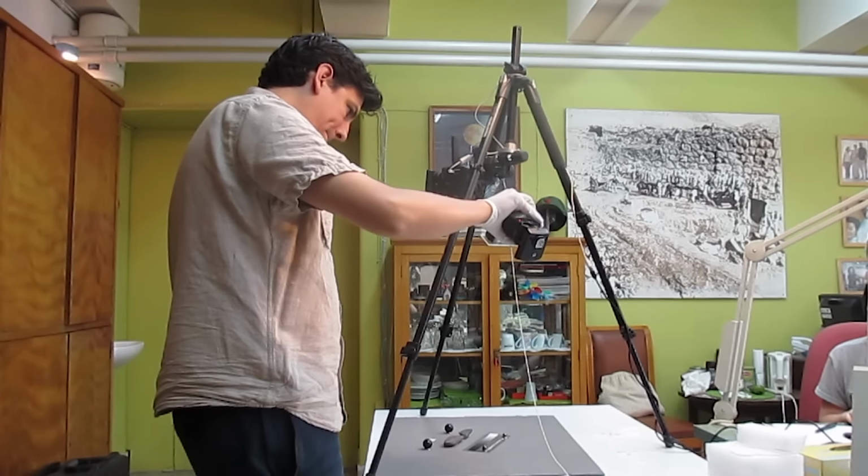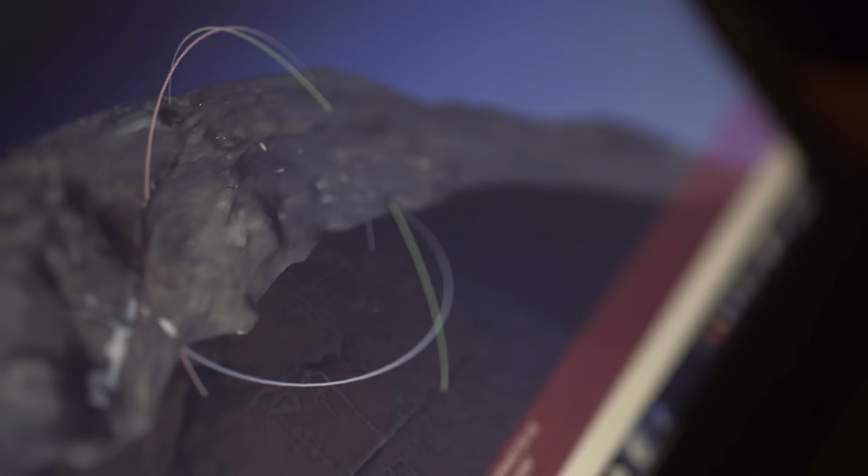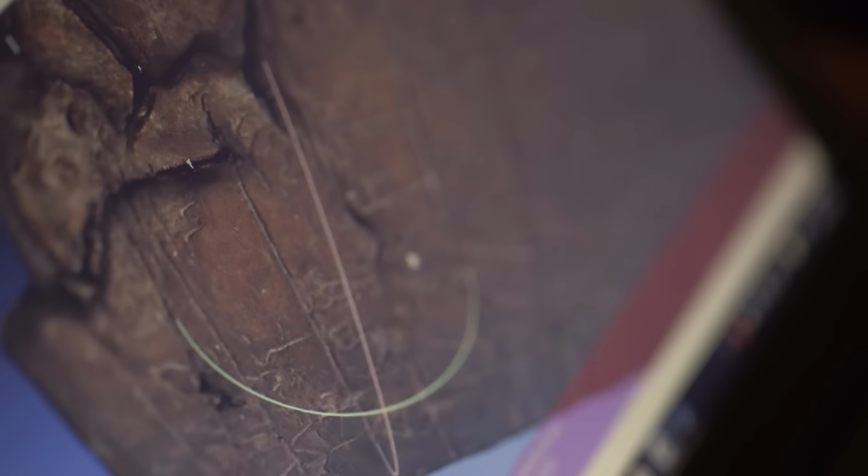One of the projects I'm working on is a digitization project of all of the Linear B tablets from Pylos. So we're using modern photographic and 3D scanning techniques to get really high resolution images of all of these tablets, which can then be put online for scholars to use.